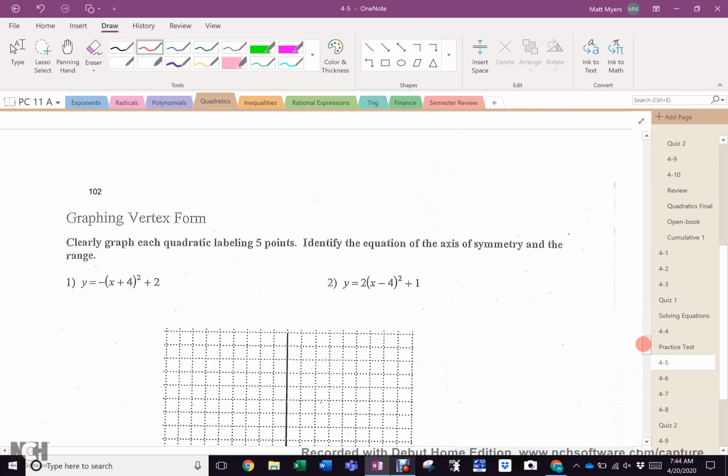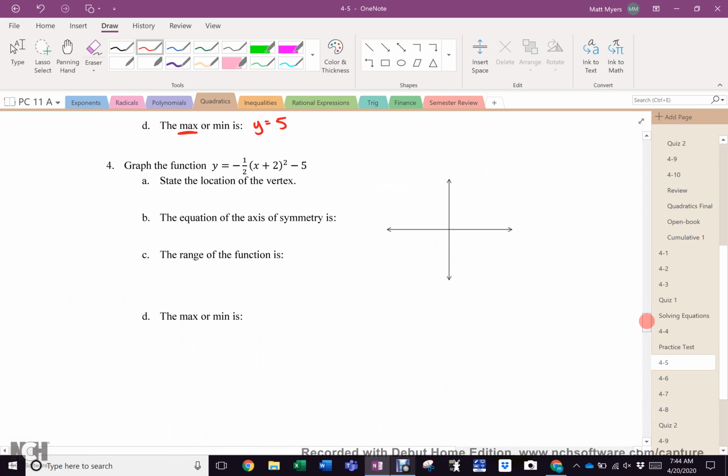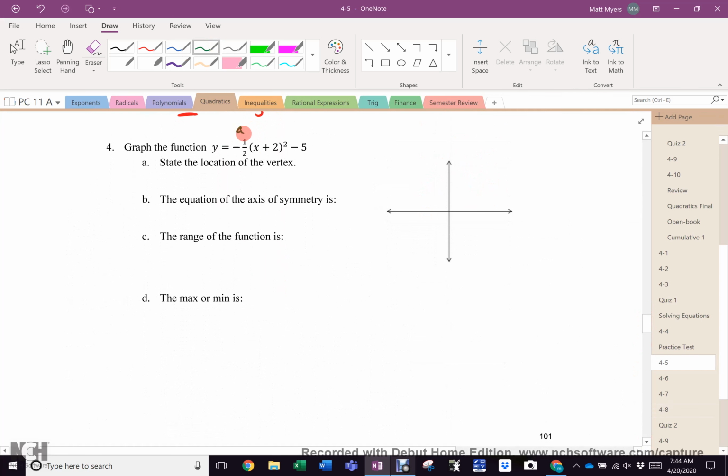And this one is, of course, the hardest one because of the a value. A, P, Q. What's my vertex? Negative 2, negative 5. Negative 2, negative 5. X equals negative 2. Happy or a sad parabola? Sad. So y must be less than or equal to negative 5. This is a maximum. Y equals negative 5. And I'm going to go downwards from there.